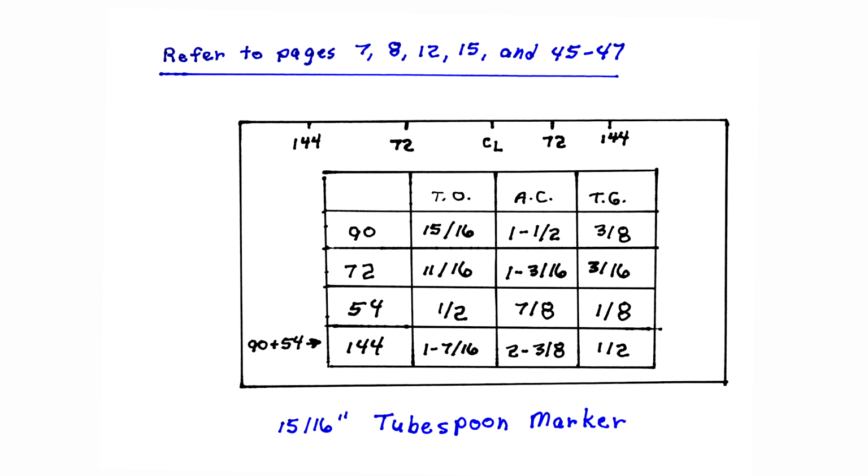This is a tube spoon marker for a 15/16 inch radius tube bender, showing the tube bend dimensions which are needed to bend this 5-pointed star. Always make a tube spoon marker so that all bend dimensions and all bends will be identically marked. To construct this tube spoon marker, refer to pages 7, 8, 12, 15, 45, 46, and 47 in the book.